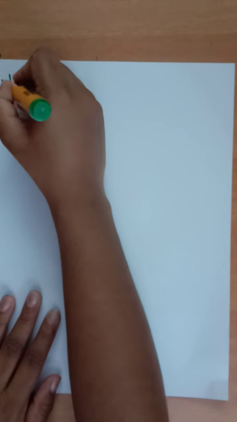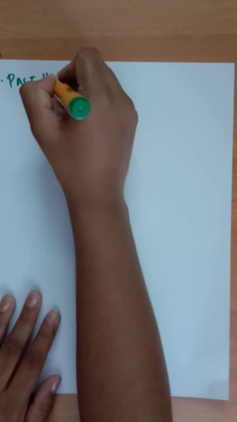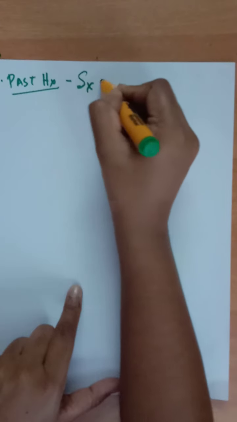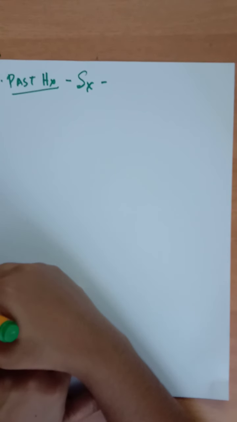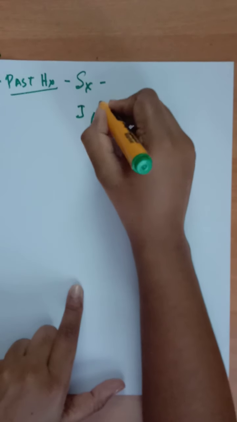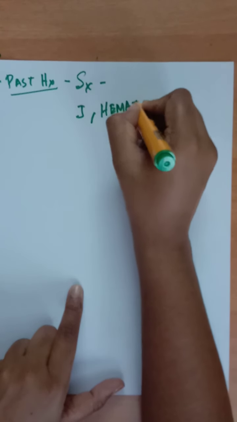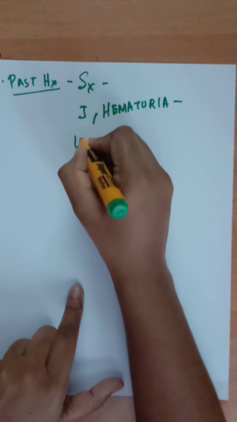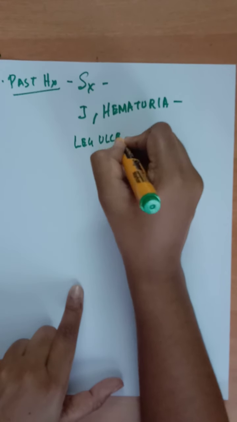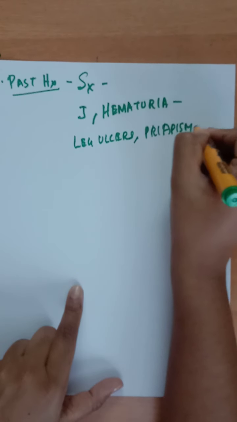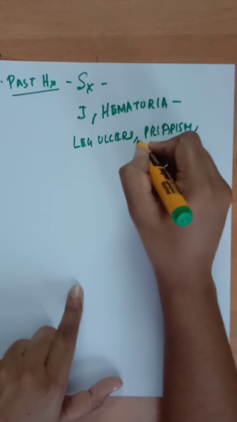Next, about the past history. Any history of surgery like gastrectomy, ileal resection, and recurrent episodes of jaundice or hematuria can suggest hemolytic anemia, and recurrent leg ulcers, priapism, bone pain can suggest sickle cell anemia.